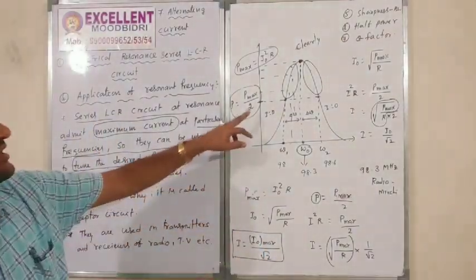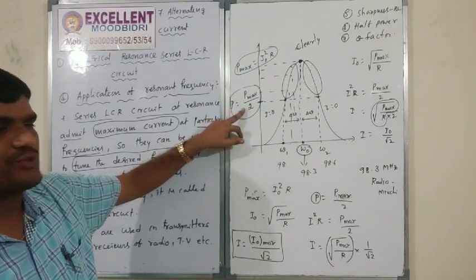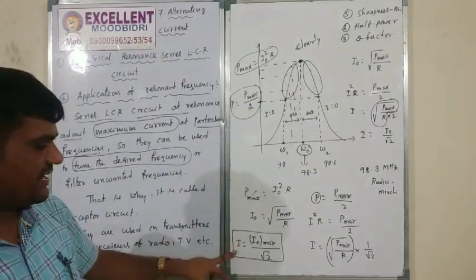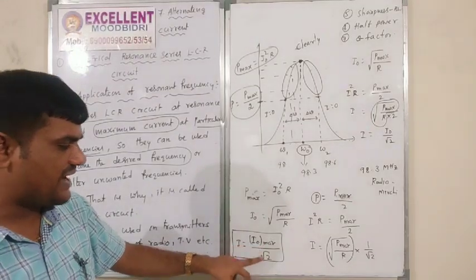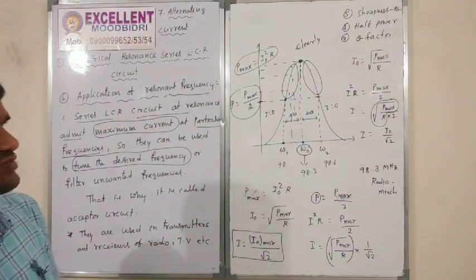Remember here, power is equal to half of the maximum power. Then current I is equal to I naught maximum by root 2. I naught maximum by root 2. Very, very important for this one.